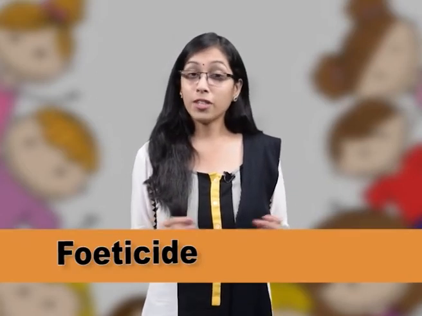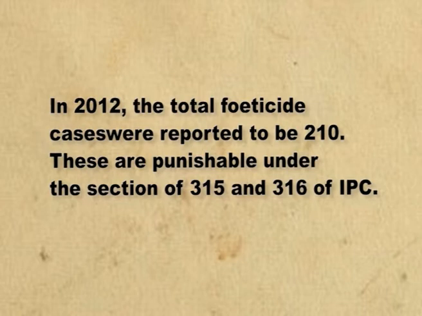Murder is defined under the Indian Penal Code Section 302. In 2012, the number of murders of children reported was 1,597 as per the NCRB reports of India. Feticide. Feticide is punishable under Sections 315 and 316. In 2012, the total feticide cases reported were 210. These are punishable under Sections 315 and 316 of IPC.